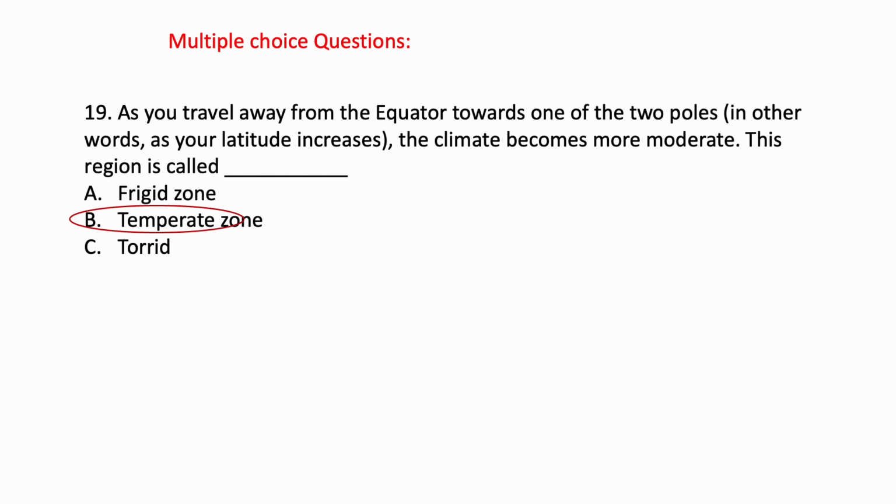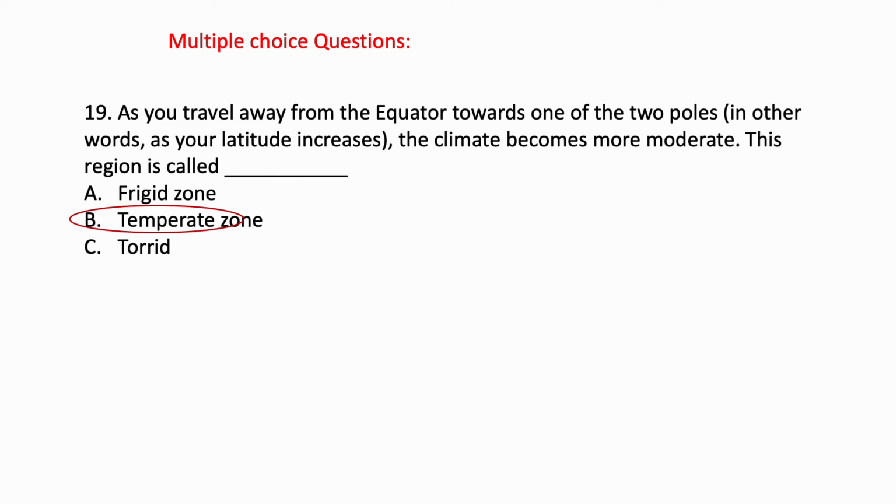Next one, closer to the north or south pole, the climate grows colder. This region is called dash. Option A, frigid zone. Option B, temperate zone. Option C, torrid zone. Correct answer is option A, frigid zone. Frigid zone is the coldest zone.